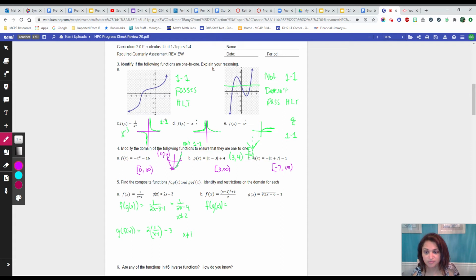All right, then we have a couple of power functions here. And if you remember, if it's a negative power function, then it's going to have a first quadrant that looks like this.